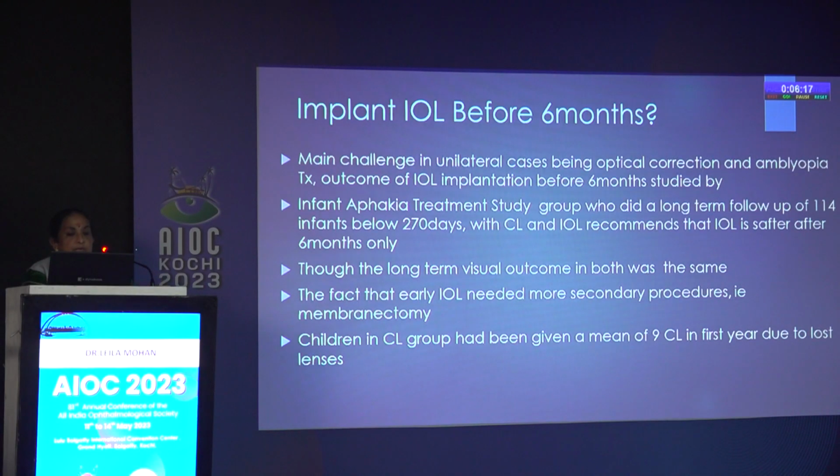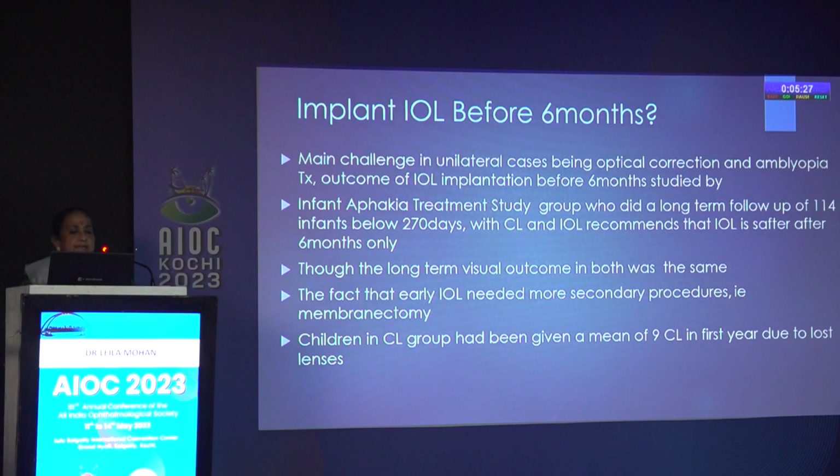The Infant Aphakia Treatment Study group did a long-term follow-up, almost going to be 15 years now. These infants below 270 days, in the contact lens group and the primary IOL implantation group, 57 children in each, have had the same long-term visual outcome in both categories. But the early IOL cases needed more secondary procedures, due to visual axis opacification from inflammation, and membranectomy had to be done in these cases more often. Second procedures were more common. So they advise against IOL implantation below 6 months of age.